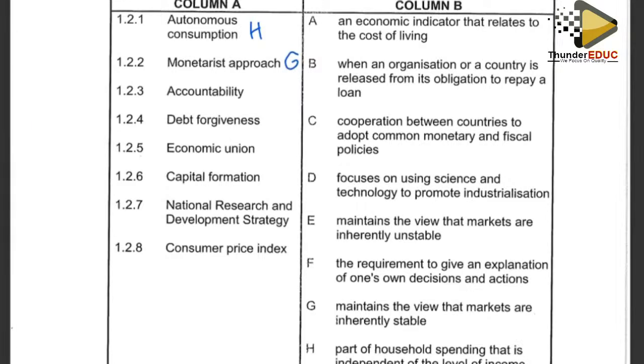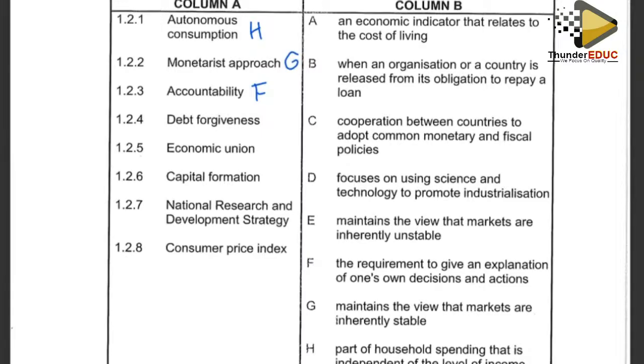So now if we check the list of options given in column B, the appropriate answer in this regard is going to be F. Okay, thank you, grade 12s. Now let's move on to the next question, which is 1.2.4. So 1.2.4 reads as follows: debt forgiveness.